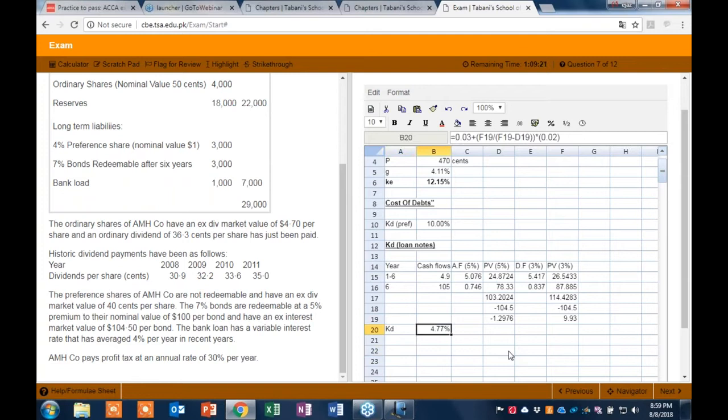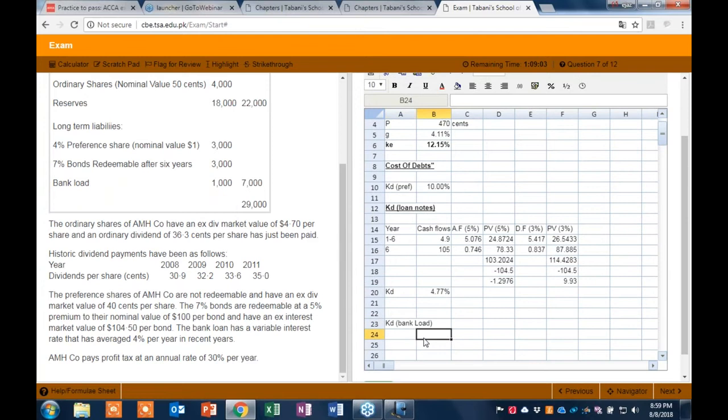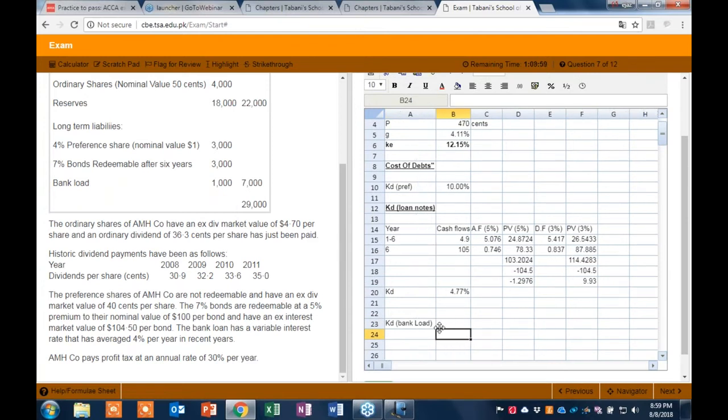So we've got the cost of debt of the loan notes. Now let's calculate the cost of debt of the bank loan. And it's easy to calculate, because the bank loan will have no market value. It is supposed to be redeemed at the same value at which it has been invested. So it's very simple.